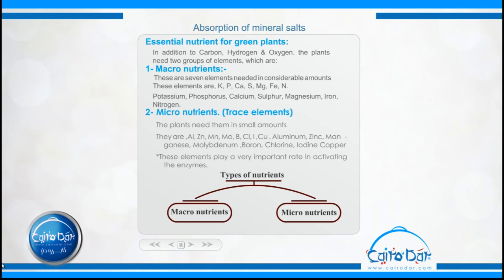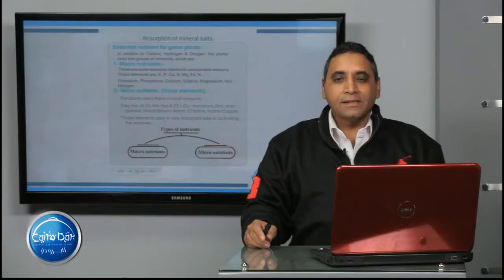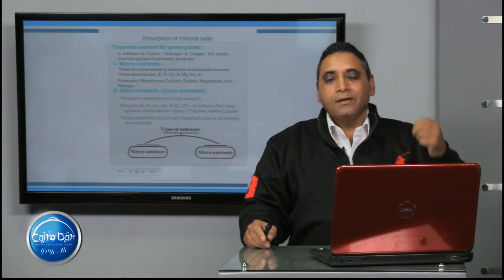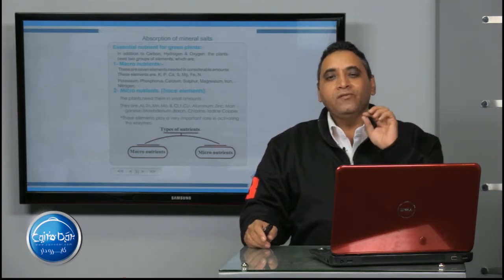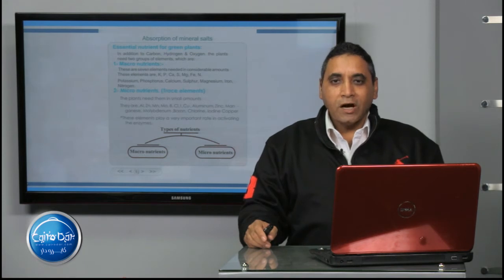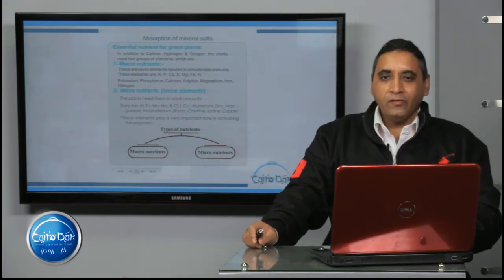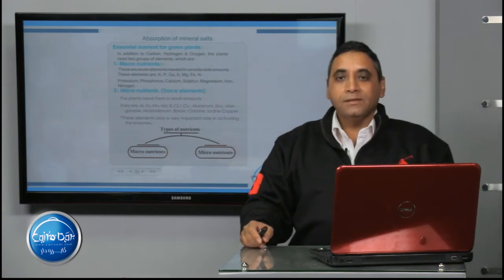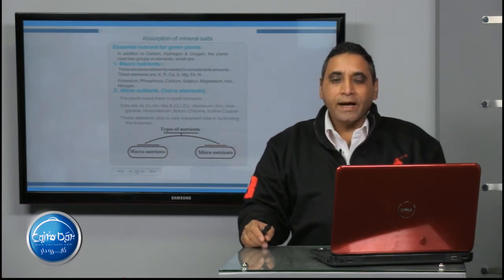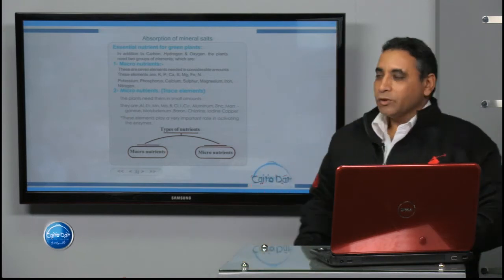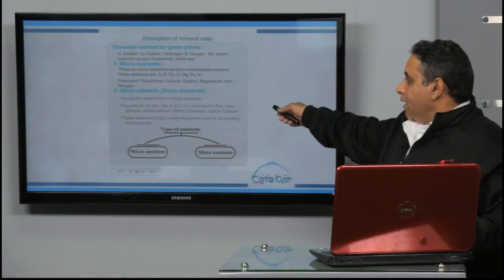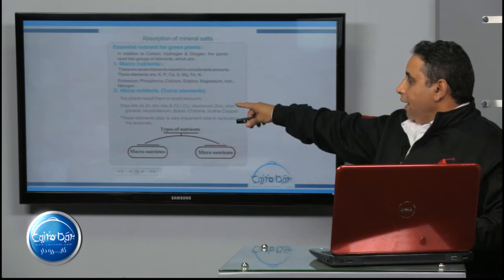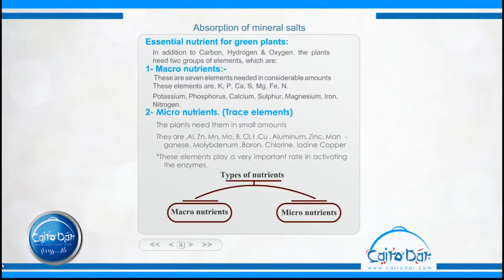But the micronutrients are called the trace elements. The trace elements are elements needed by the plant in a very small amount. Therefore, they are called the trace elements. They just activate the enzymes. But the macronutrients get into the building of the plant structure that is responsible for carrying out photosynthesis. The micronutrients are 8 elements: aluminium, zinc, manganese, molybdenum, boron, chlorine, iodine, and copper.